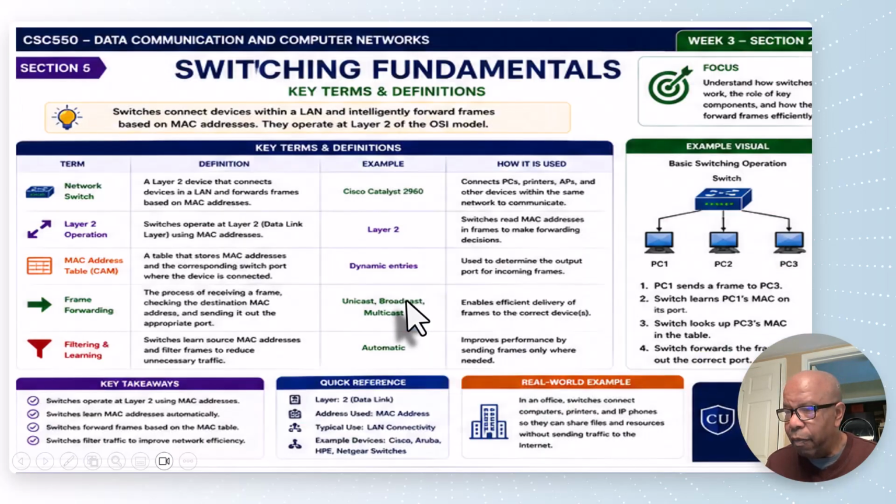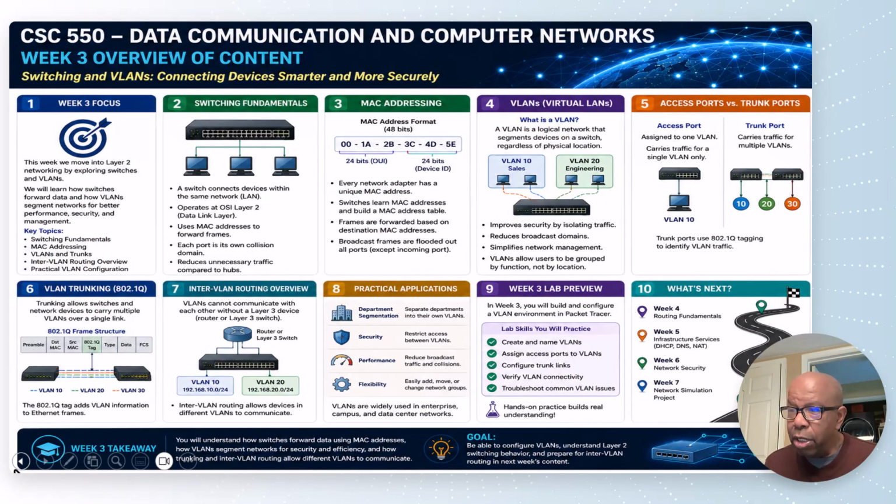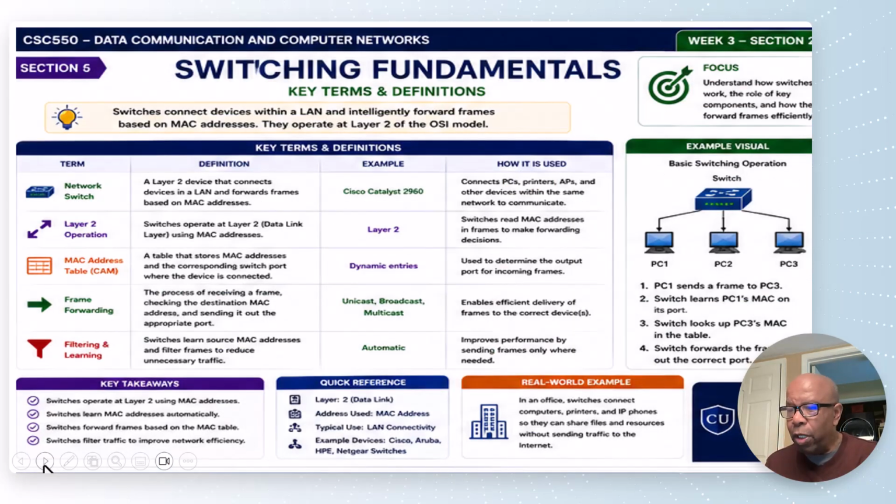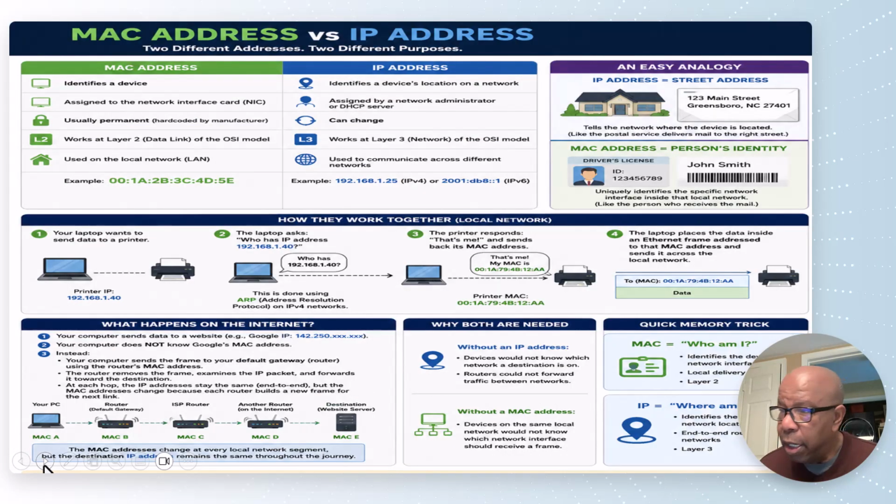Once the PC has the MAC address of the printer, it takes the information and sends that information to the printer. So that's basically being defined here. This is the flow, how the MAC address is used and how the IP address is used.